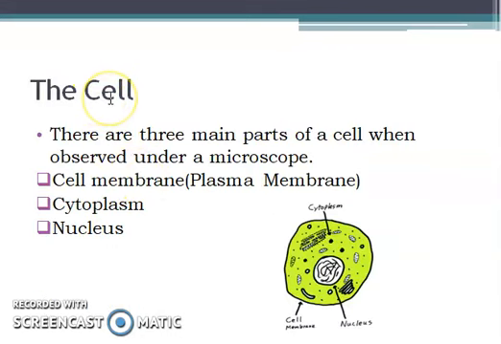So there are three main parts of a cell. There are three parts we need to know: the cell membrane, cytoplasm, and the nucleus. The cell membrane is the black thing you see here. Then we have the nucleus, which contains the genetic material of a cell, and then we have the cytoplasm. This is the fluid part of the cell, where many chemical reactions take place.